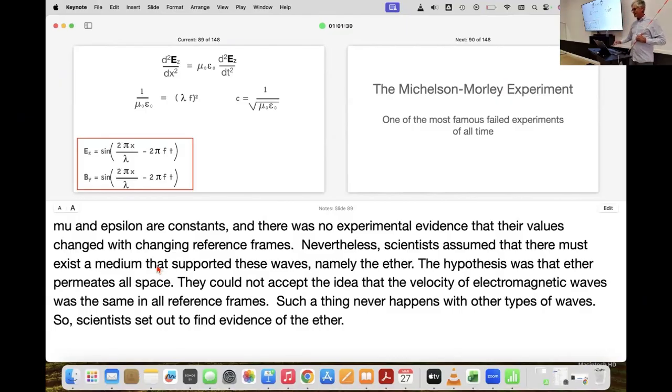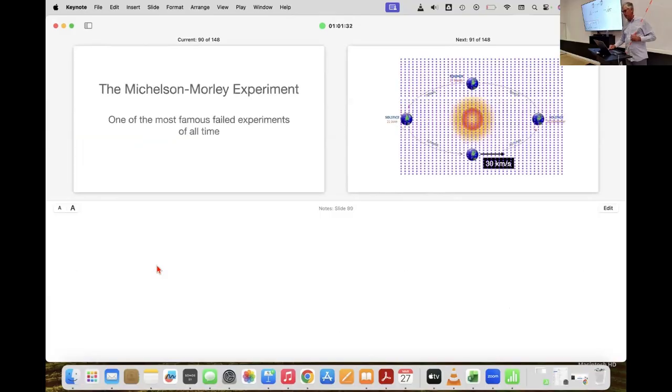But they couldn't see that. So that brings us to the Michelson-Morley experiment, one of the most famous failed experiments in the history of science. And we'll pick up that story after the break.